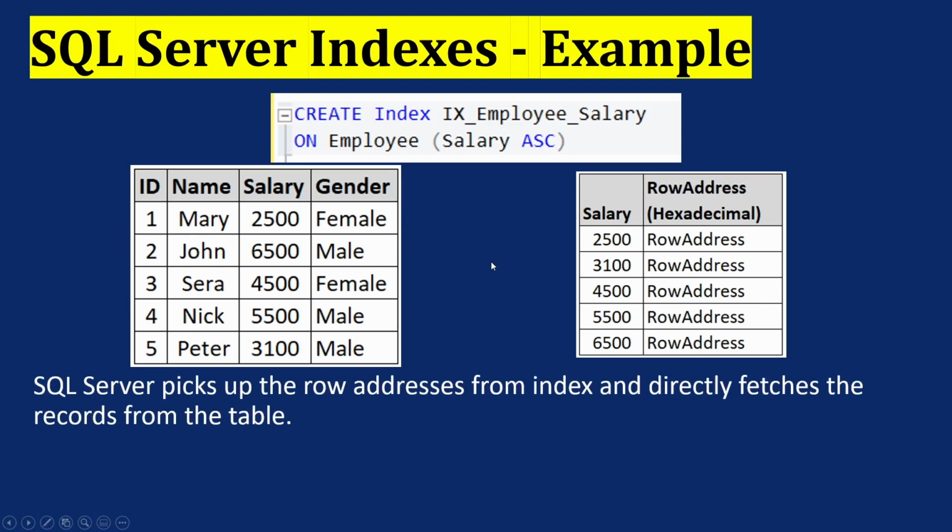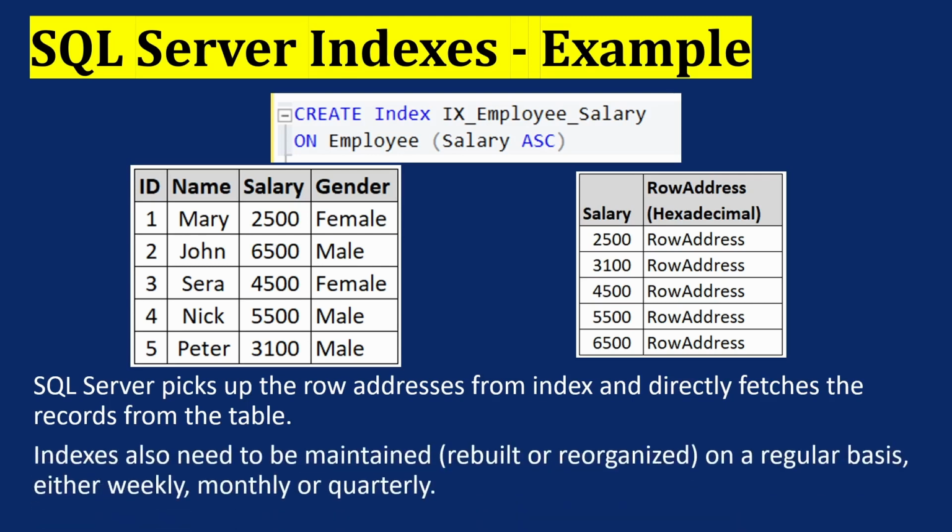SQL Server will now pick the row addresses from the index and directly fetch the records from the table. So if I run that same query, it will go over here, look at the salary, then go to the row address and fetch the data and then execute it for me. Indexes also need to be maintained, which is rebuilt or reorganized, on a regular basis, either weekly, monthly, or quarterly.